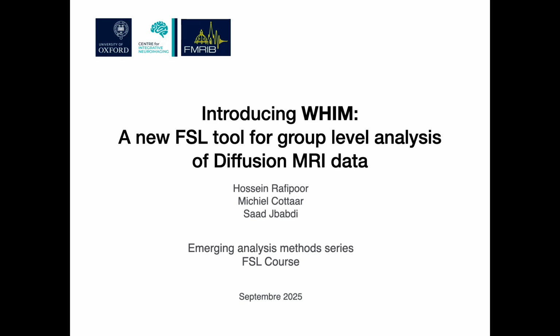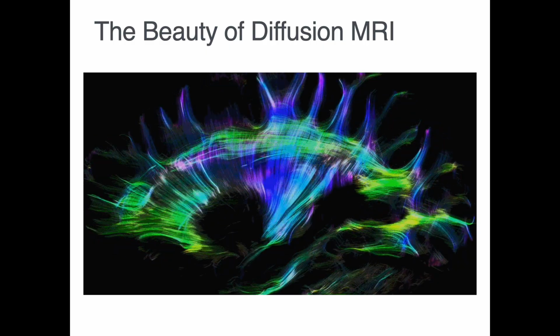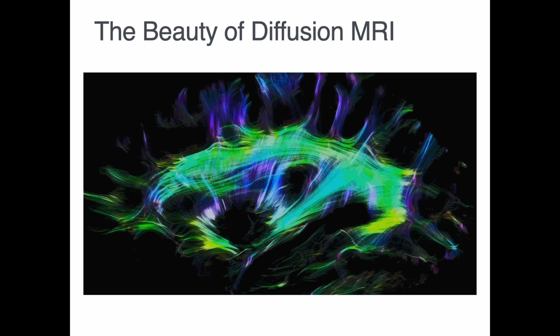Hi, I am Hossein Rafipour, and in this video I will introduce Whim, a new FSL tool for group-level analysis of diffusion MRI data. I will start by motivating the need for Whim, then explain the framework, and finally show some applications. Diffusion MRI is a powerful tool for studying the brain, especially the white matter.